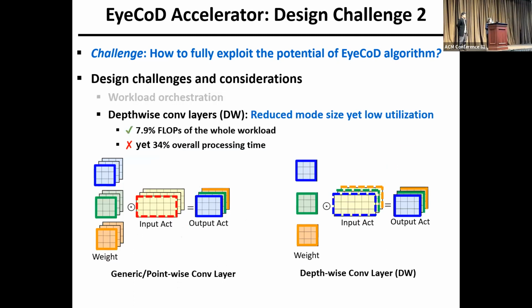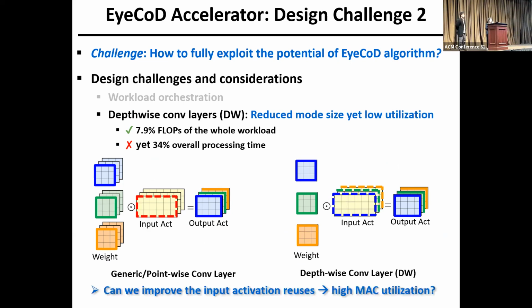Secondly, the depth-wise convolutional layers in the model have very low utilization. In our evaluation, the depth-wise convolutional layer only accounts for 7.9% of the FLOPs in the workload, but consumed 34% of the overall processing time. The reason is that the depth-wise layer has very limited input activation reuse, which causes the low MAC utilization. So this is our second challenge.